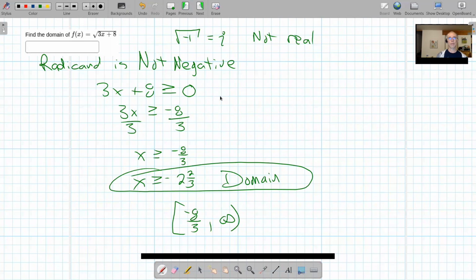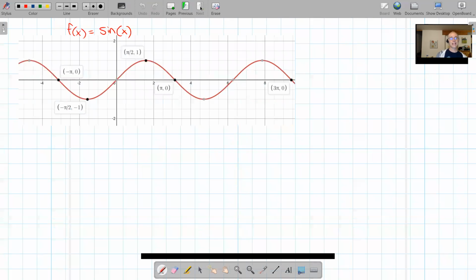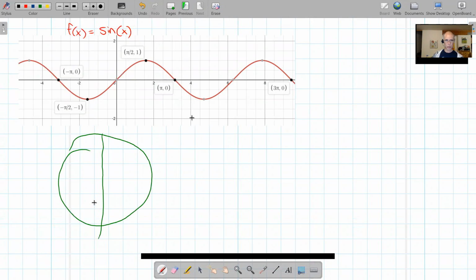One more. Sine of x I have here, so you might remember that from a trigonometry class. And I plotted a few points just to remind us about that. Remember, the origins of the sine are the unit circle, a circle of radius 1 centered at the origin.